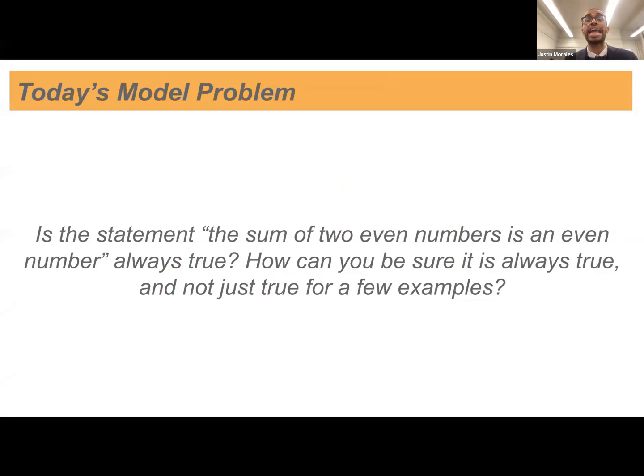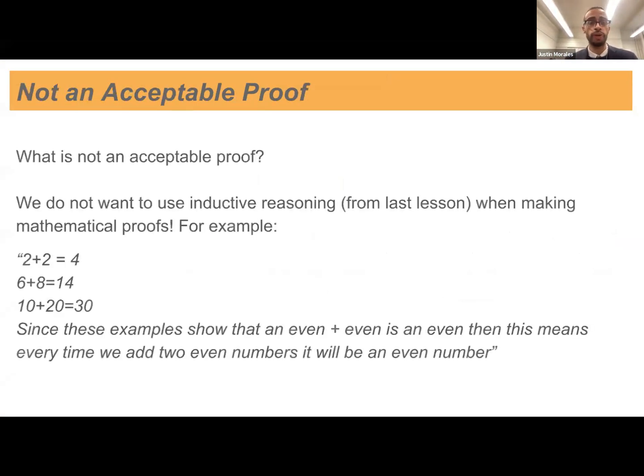An example of a not acceptable proof is just using inductive reasoning, right? Taking a couple examples like 2 plus 2 equals 4, 6 plus 8 equals 14, 10 plus 20 equals 30, using a pattern to make a general conclusion. So saying something like, since these examples show that an even plus an even is an even, this means every time we add two even numbers, it will be an even number. That is using inductive reasoning.